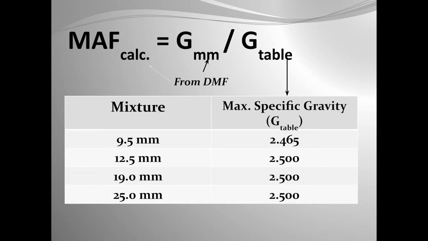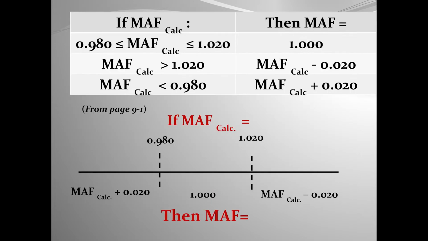You'll notice it's slightly different for a 9.5 millimeter surface than it is for all of your other mixture designations. And then this says, similar to what we've already repeated, if you're within that range, you do not adjust your MAF between 0.98 and 1.02. When you're outside of it, that's when the calculation comes into play.